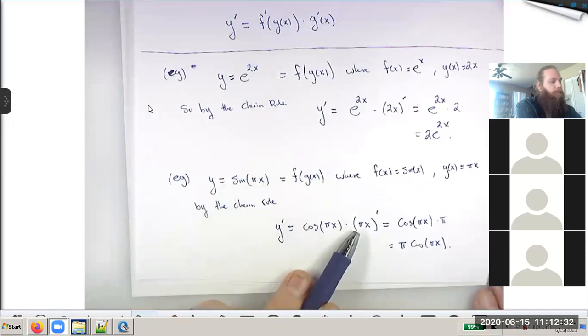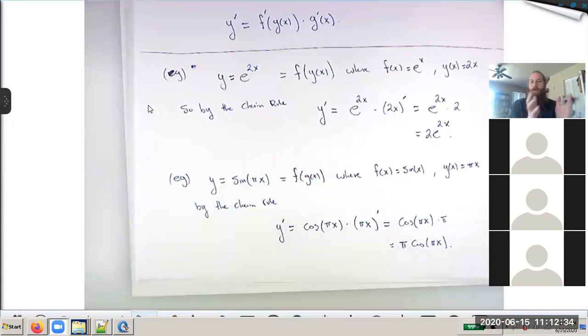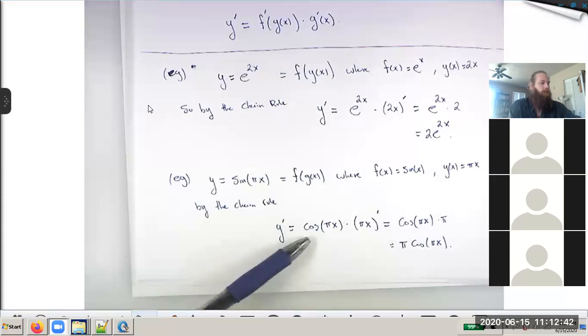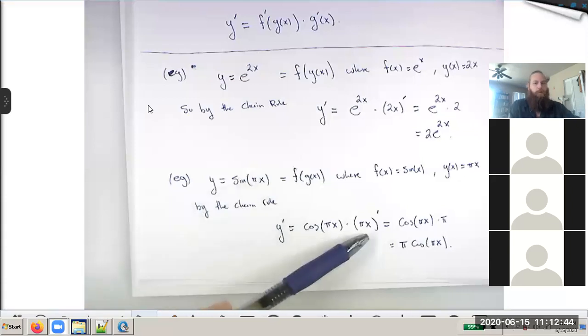Cool. Thank you. I think of this as kind of like peeling an onion, right? You differentiate the outer layer, that leaves the inner layer, but it doesn't do anything to it. Then you peel the inner layer. So here we're differentiating the outer layer, and then we multiply by the derivative of the inner layer. And you can actually keep going. You can stack it like that. But yeah, that's where the cosine came from.